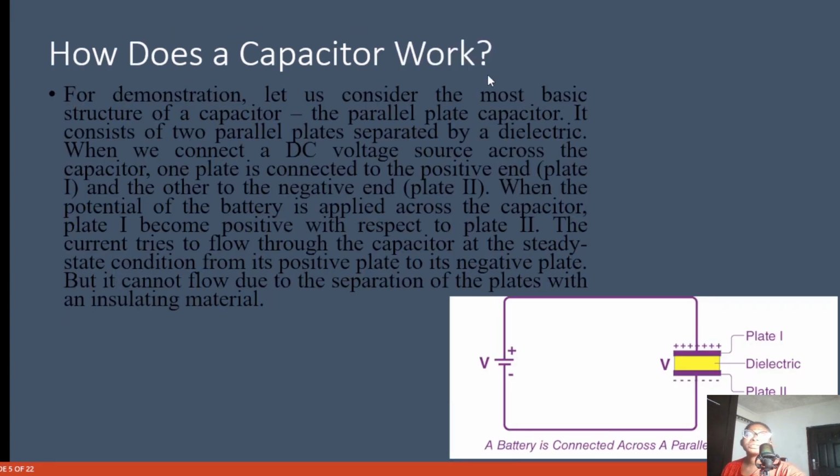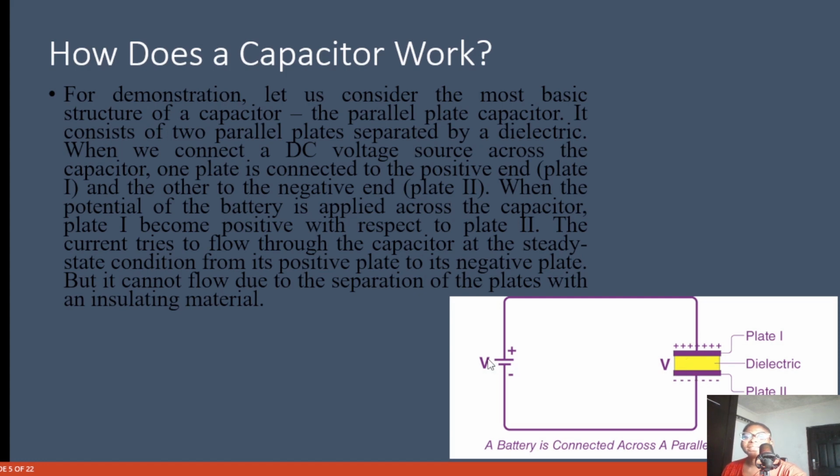How does a capacitor work? For demonstration, let's consider the most basic structure of a capacitor, the parallel plates. These are the two parallel plates you can see from here, plate 1 and plate 2, and there is a dielectric between them, separating the two plates. The parallel plate capacitor consists of two parallel plates. This is the positive part and this is the negative part.